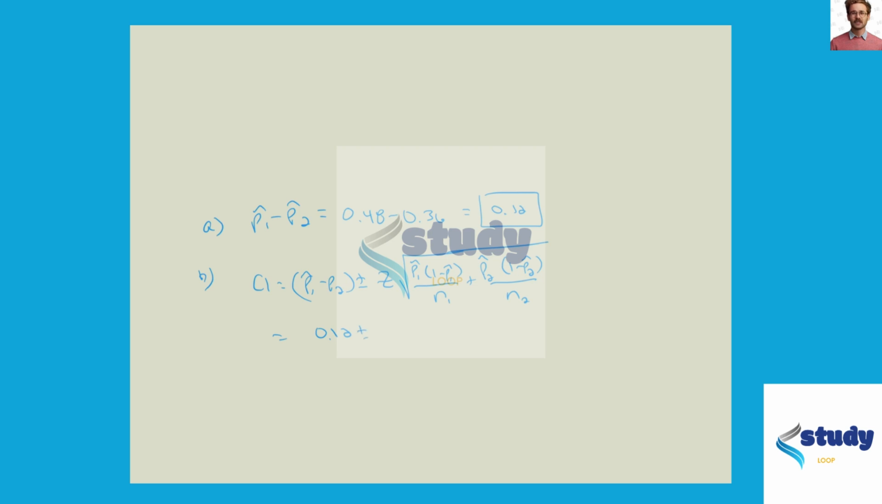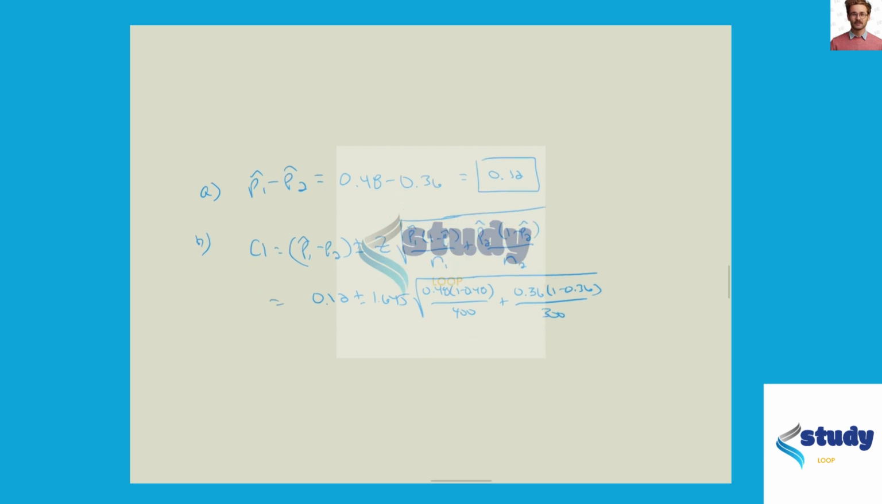The critical z for 90% from the standard normal table is 1.645. And in the first sample, there were 400. And in the second sample, there were 300. And I'll go for the lower boundary we get from subtracting.